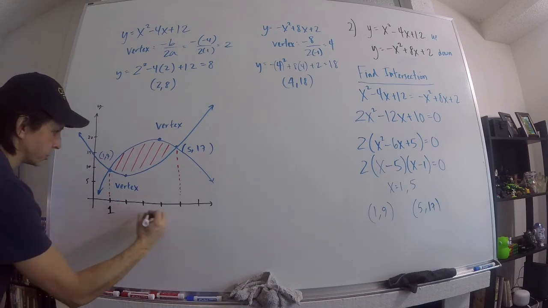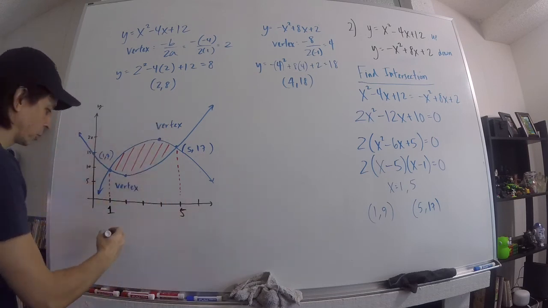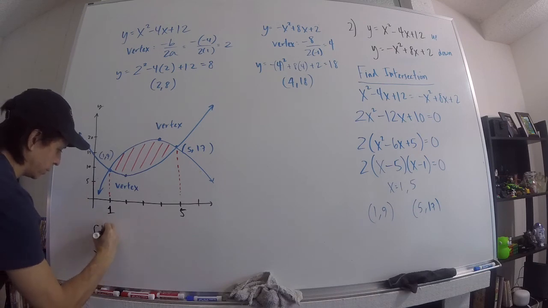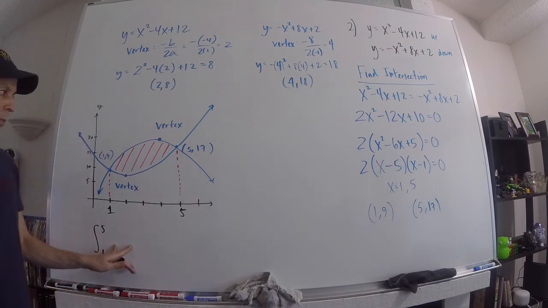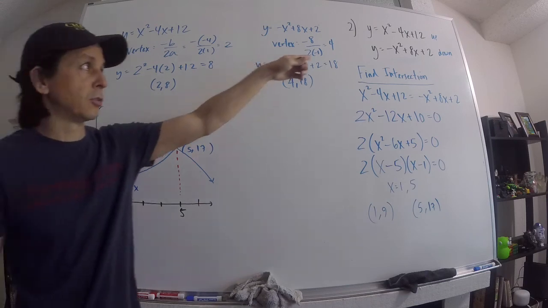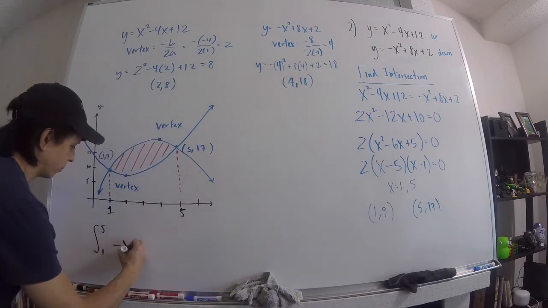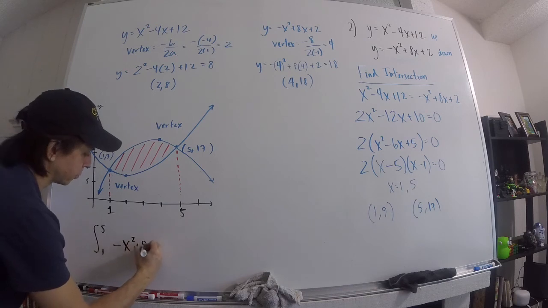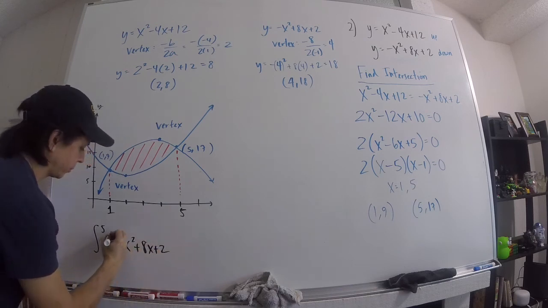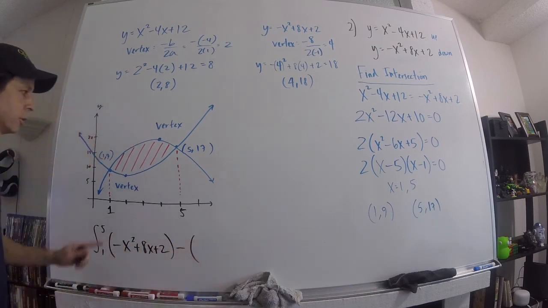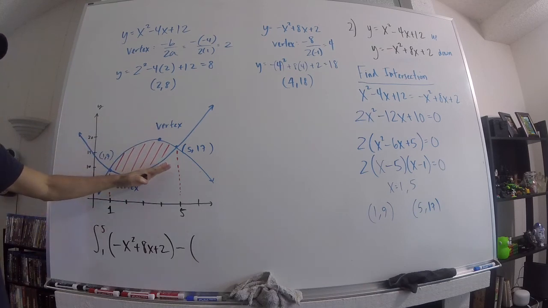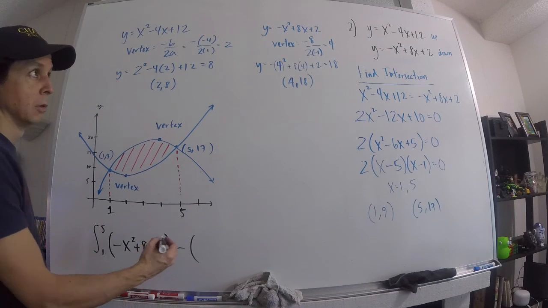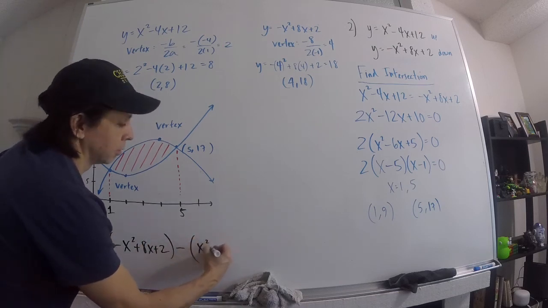I want to go from 1 to 5. Those are my cutoffs for the region. And I want to make sure I do my upper curve minus my lower curve. So my upper curve is the downward parabola, the second one, minus my lower curve. So upper is the downward parabola. The lower curve is the upward facing parabola. I hope that wasn't confusing.